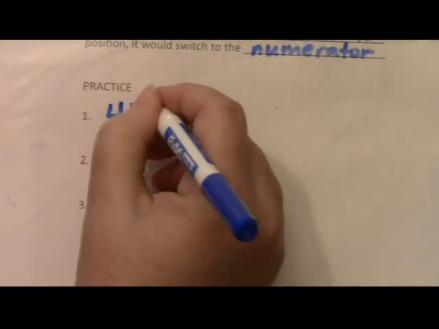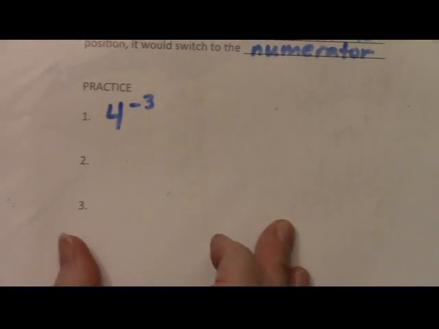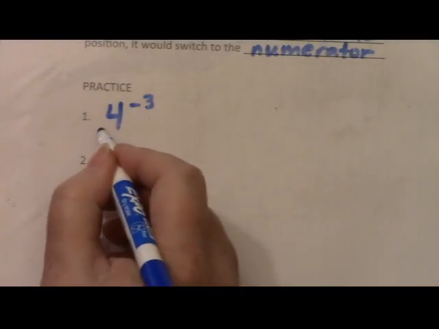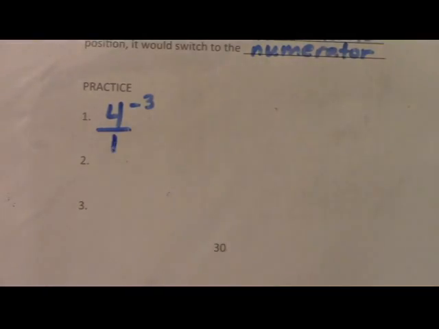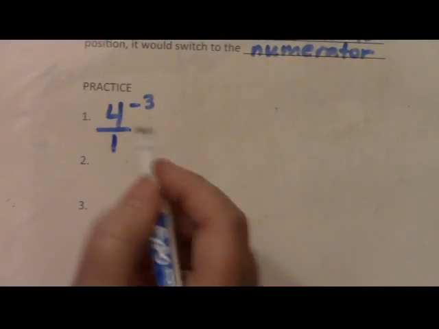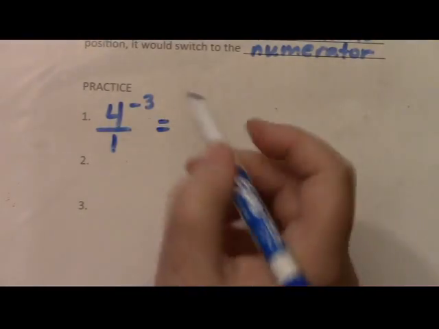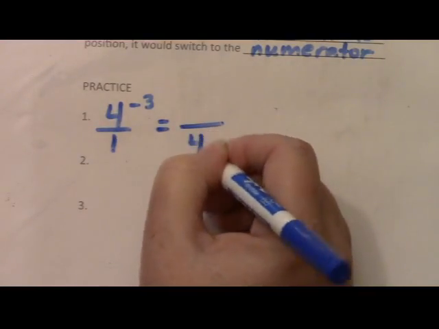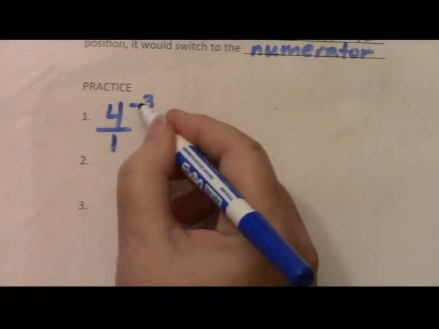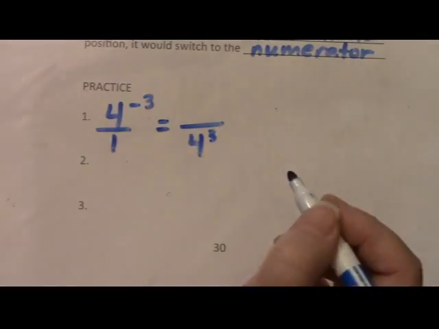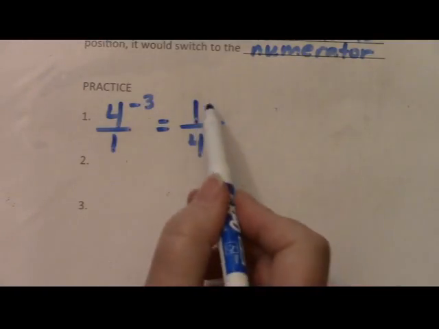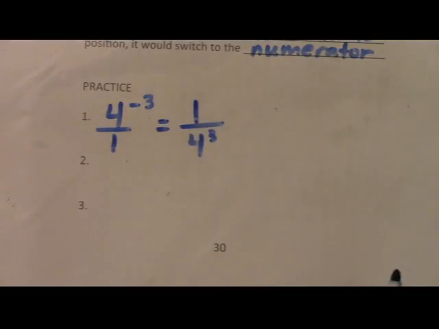If we have 4 to the negative third, let's look at what happens with our steps. This is a numerator. It doesn't look like it, but you know that any whole number we can make look like a fraction by putting a 1 underneath it. That means the 4 is going to move to the bottom position, and the negative 3 becomes a positive 3. And what's left up there is we put a 1 to indicate that this has become a denominator.